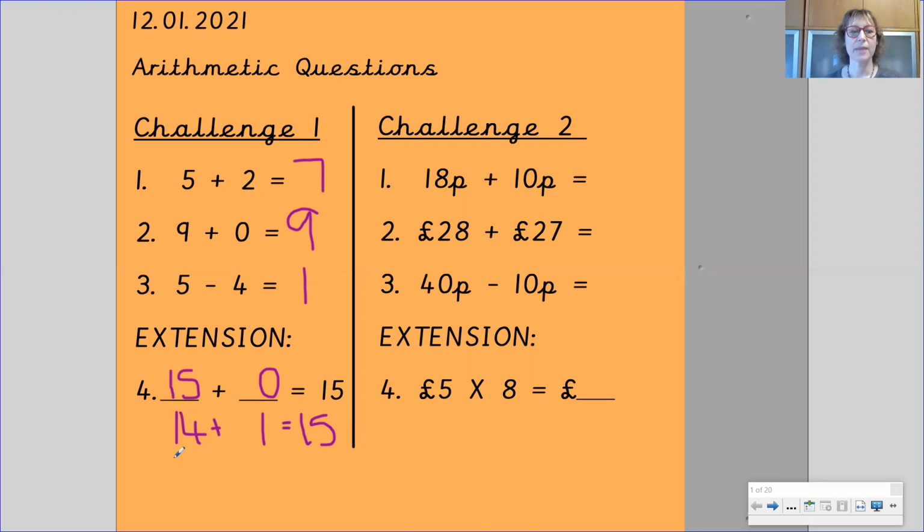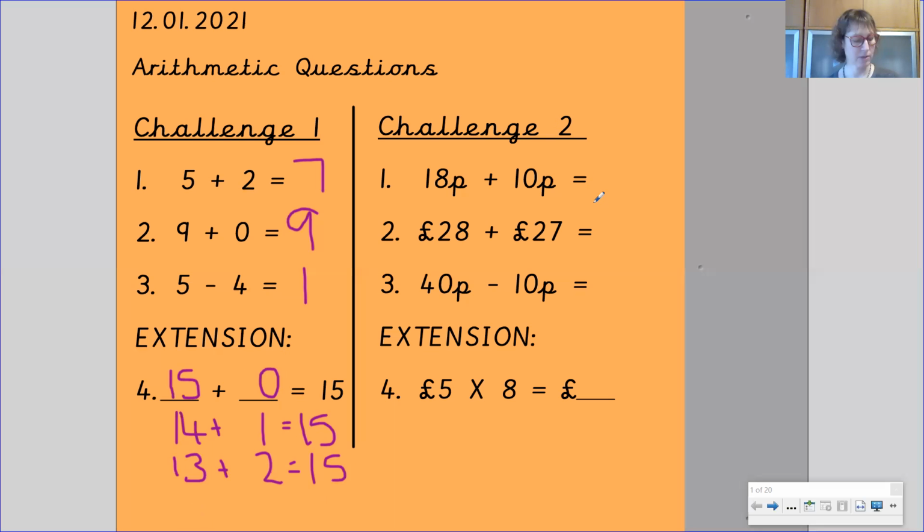And I'm going to do the same again. I'm going to take away 1 from this side, and I'm going to add it to this number here. So these numbers here are getting smaller, 15, 14, 13. My next one would be 12. And these ones are getting bigger, 0, 1, 2, and the next one would be 3. And you go all the way until that one becomes a 0 and that one becomes a 15. So there are 16 different answers you could have had for that question.